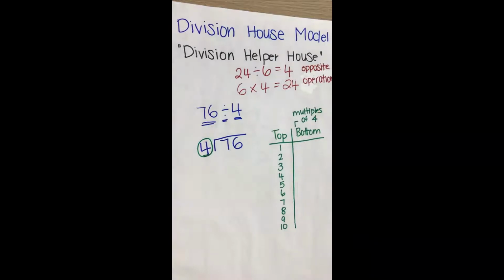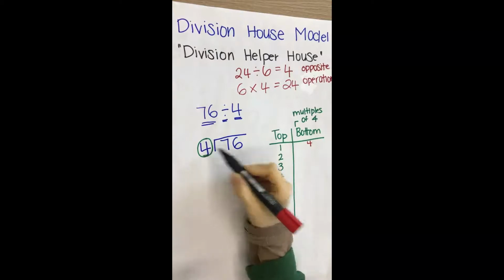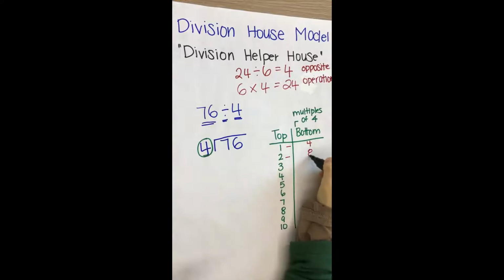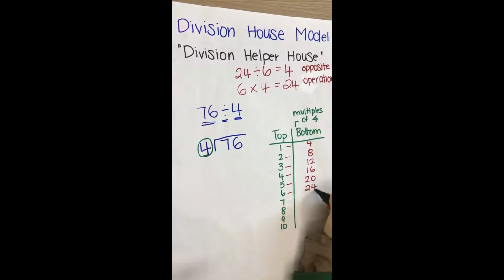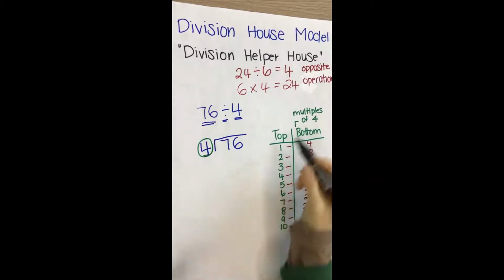So I know that it's going to be 4 because 4 times 1 gives me 4. Then 8. Then 12. 16. 20. 24. 28. 32, 36, and 40.